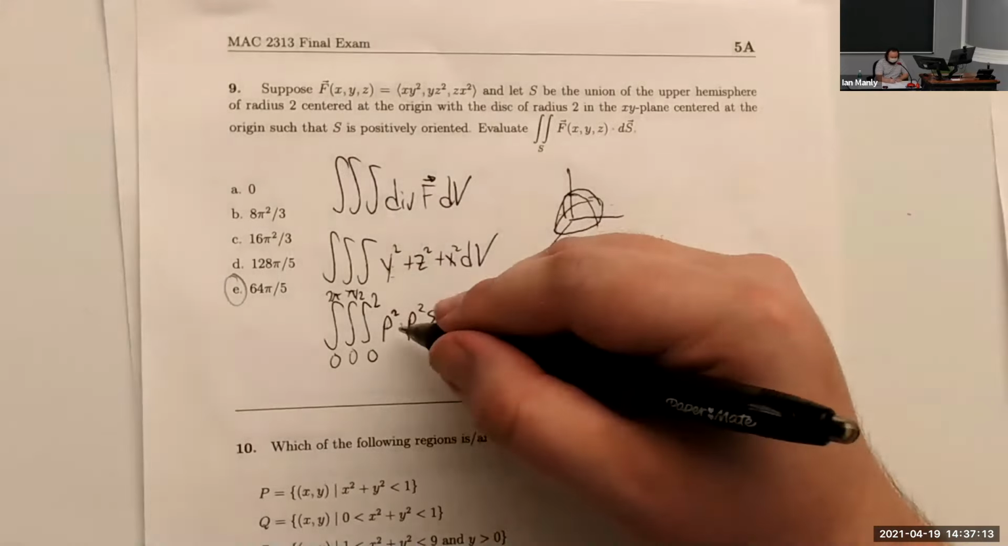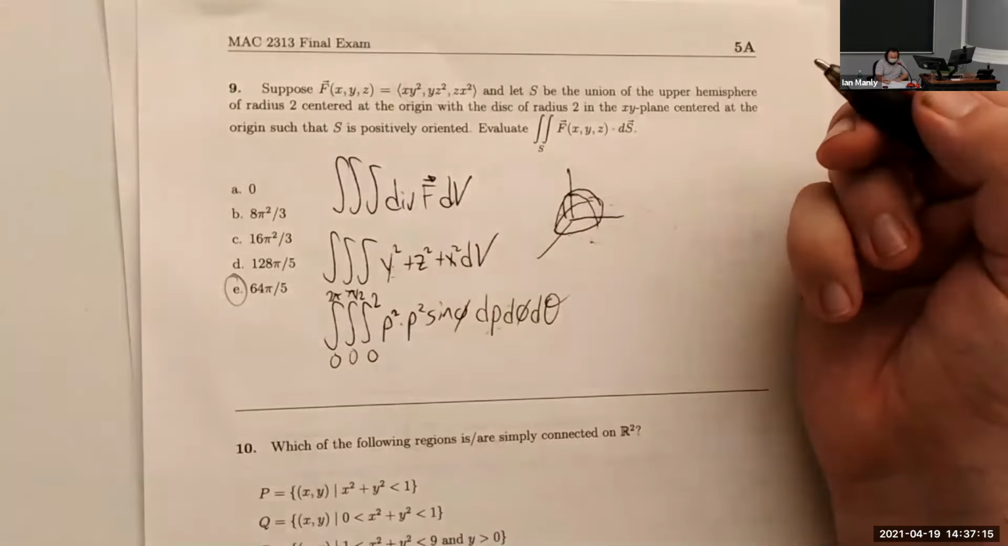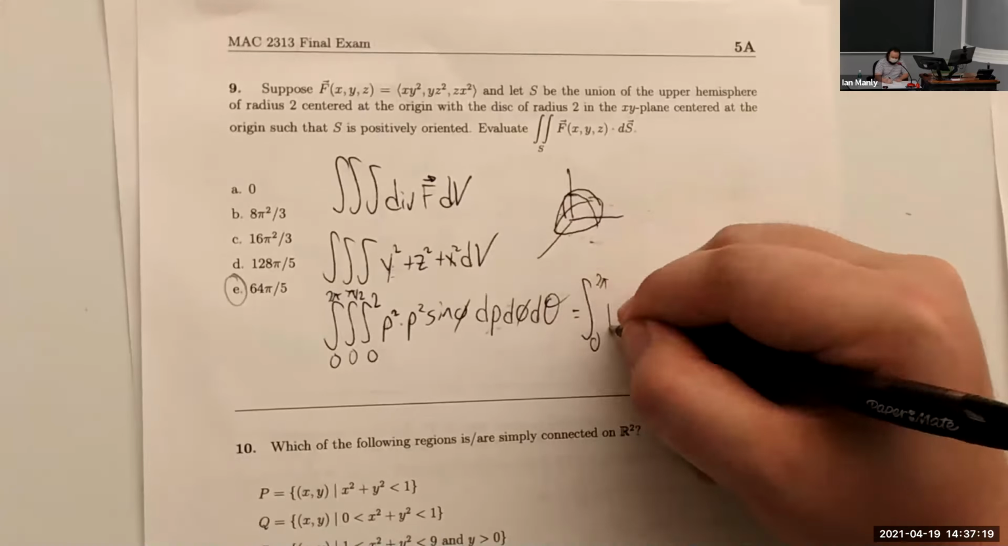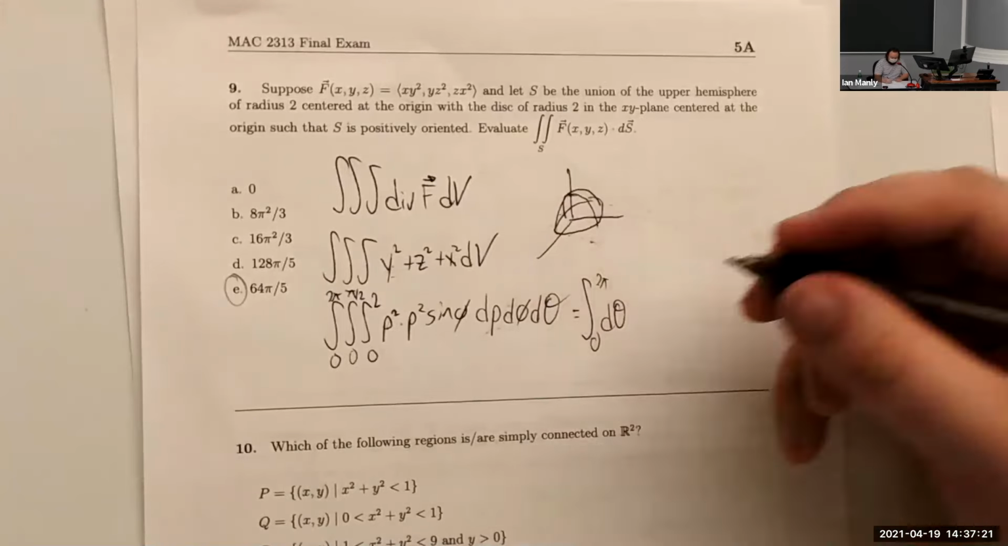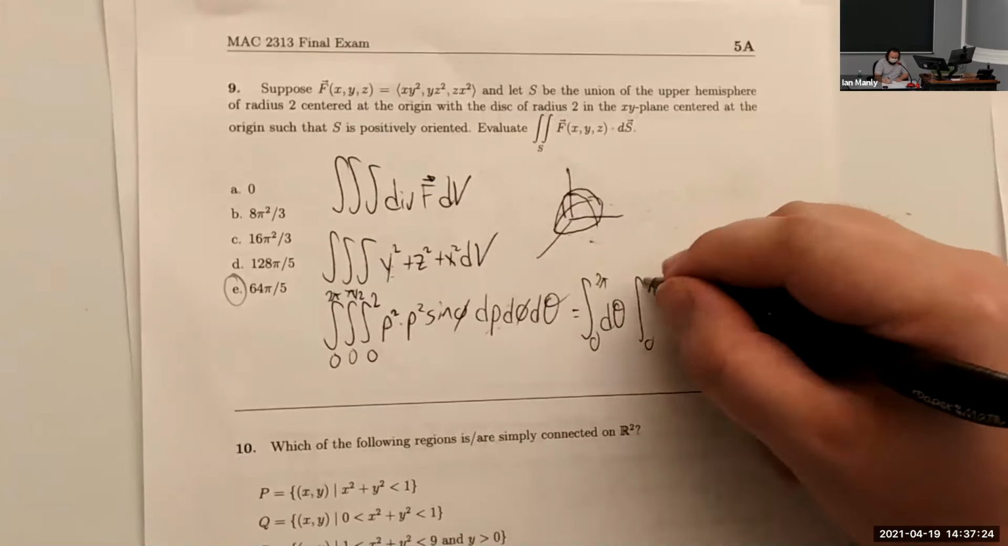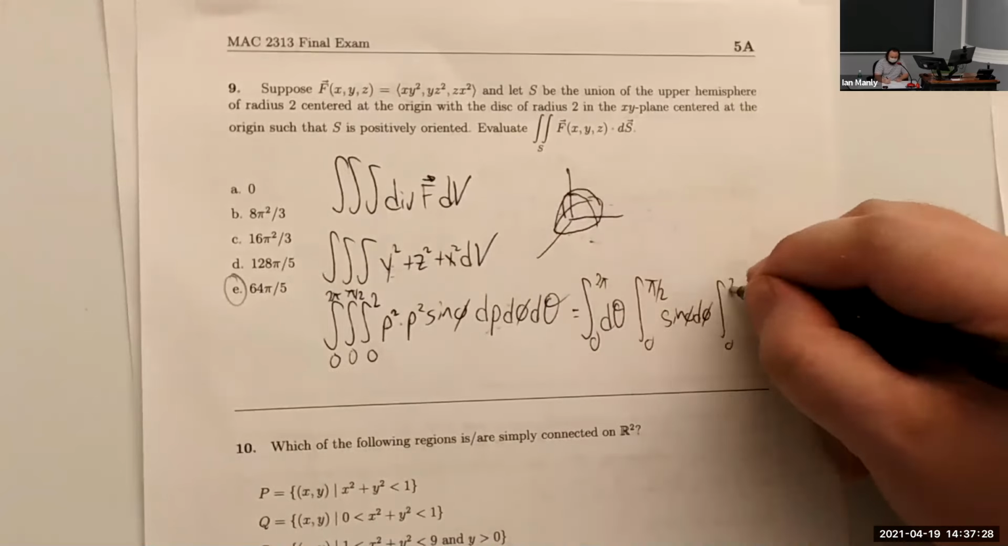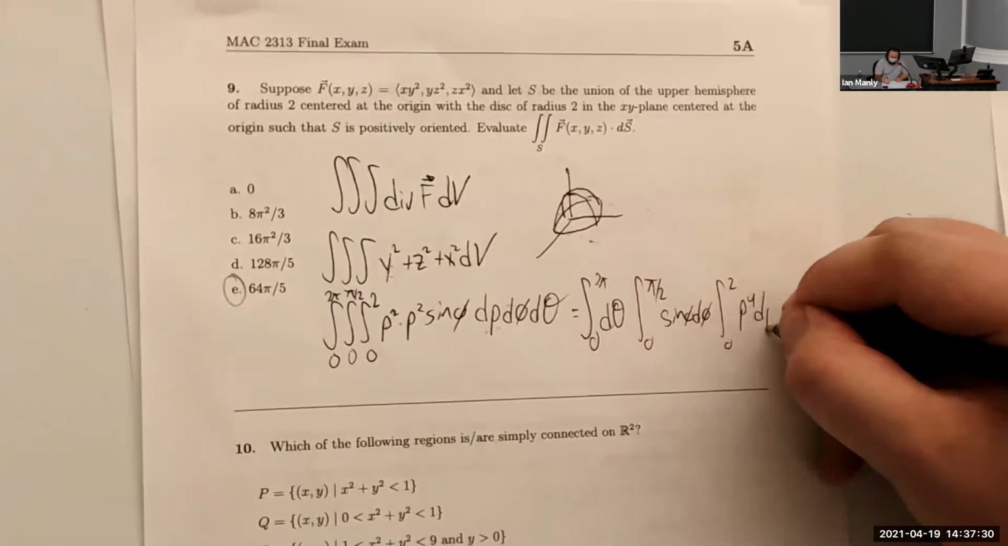All right, so this can split over multiplication. We have all constant bounds, so we can do our lovely multiplication trick here. So it's the integral from 0 to 2 pi of d theta, the integral from 0 to pi over 2 of sine of phi d phi, and the integral from 0 to 2 of rho to the 4th d rho.